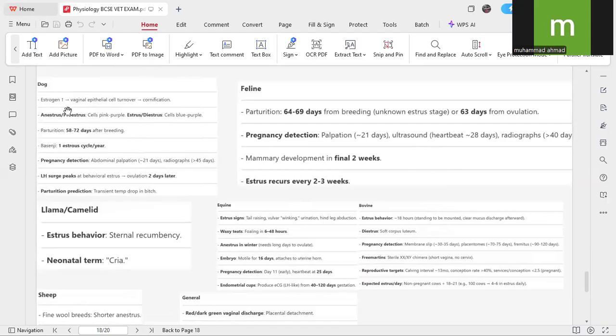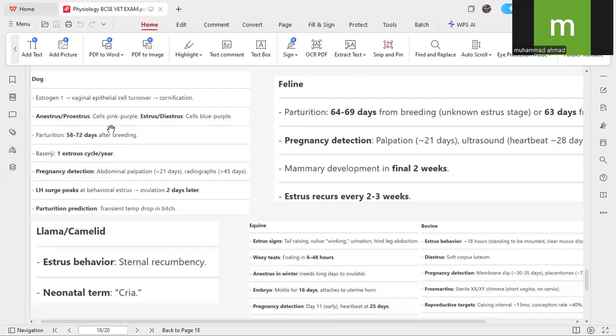Now let's discuss different estrous cycles in different species. Dog. Estrogen increases vaginal epithelium cell turnover and causes cornification. In anestrus and proestrus, the cells are pink purple, and in estrus and diestrus, the cells are blue purple. In estrus, there are more superficial cells. In proestrus, there are more RBCs as well as some superficial cells.